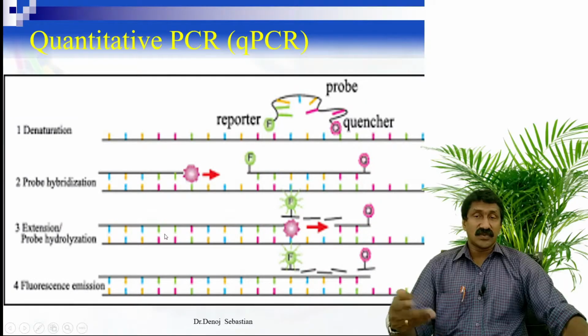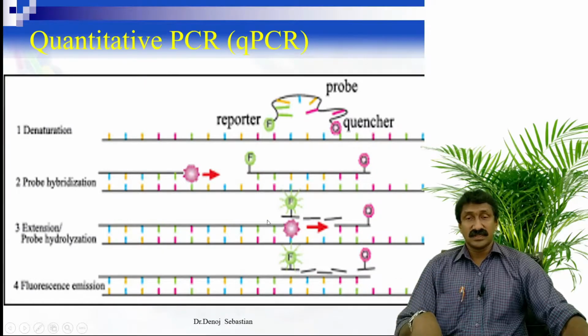So for every step of amplification of this template, you will have fluorophores released from the sample, and the fluorescence can be quantitatively determined, which corresponds to the initial quantity of the DNA. The subsequent amplification of the template DNA can be quantitatively measured by measuring the intensity of the fluorescence released by the fluorophore. So this is a fluorescent emission, and that is measured in the qPCR system.